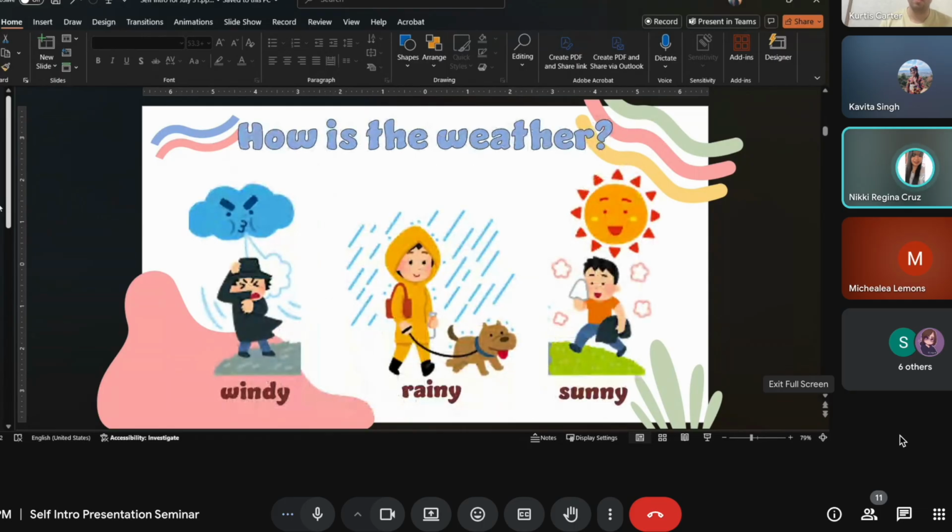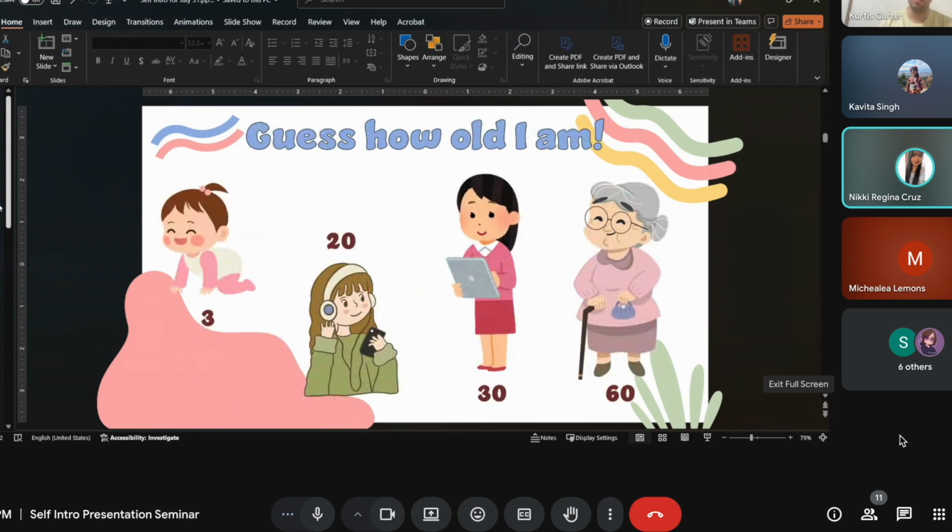Okay, so next. We do, how is the weather? It's windy, rainy, sunny. And then, of course, I make them guess how old I am. So, am I 3, 20, 30, or 60? But I do not tell them the correct answer. I always tell them, oh, I'm 60 years old.